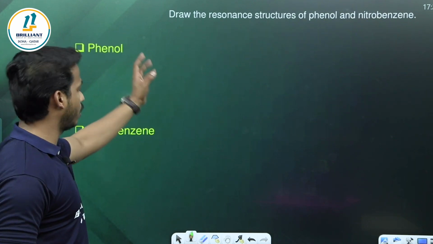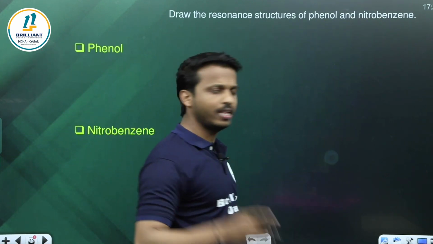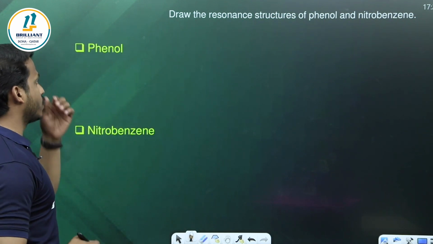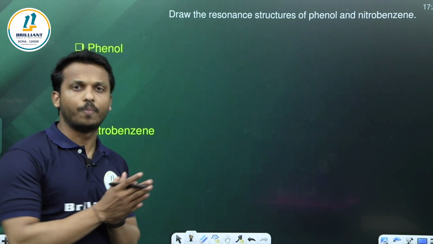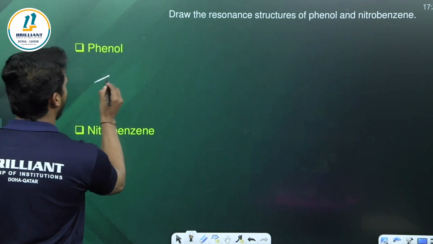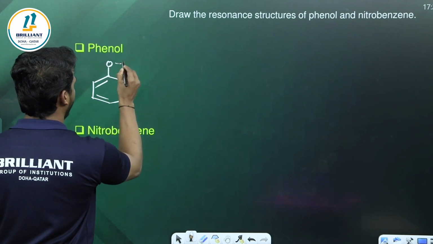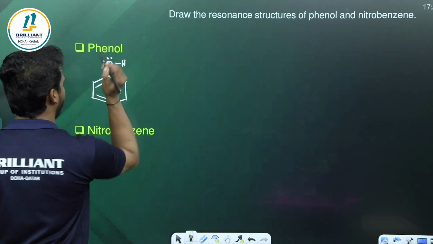Let us write the question. They ask you to write one of the resonance structures. Draw the resonance structure of phenol and nitrobenzene. What is phenol here? Phenol means benzene with OH, right? Phenol is benzene with what? OH. Write it exactly like this.